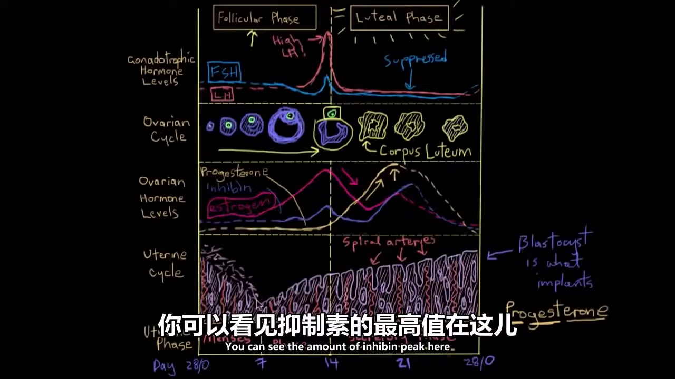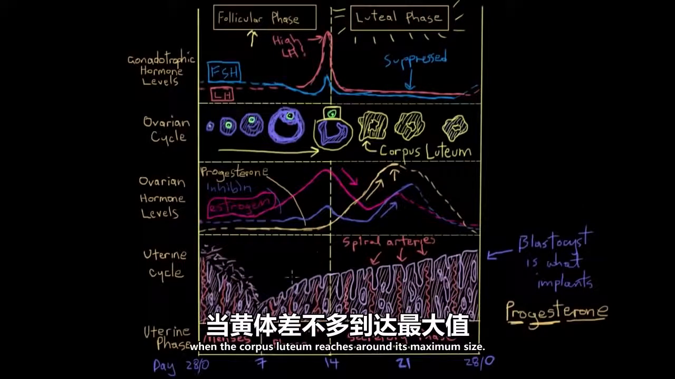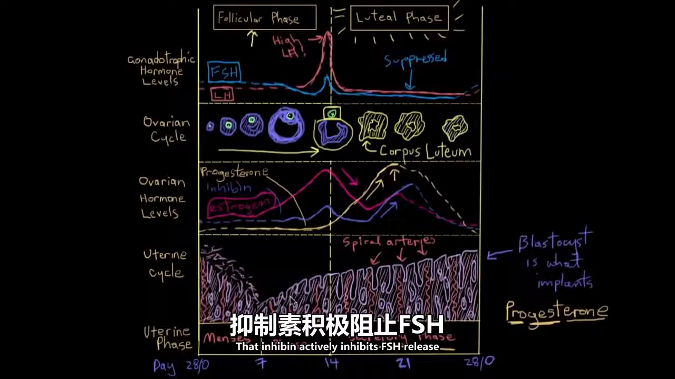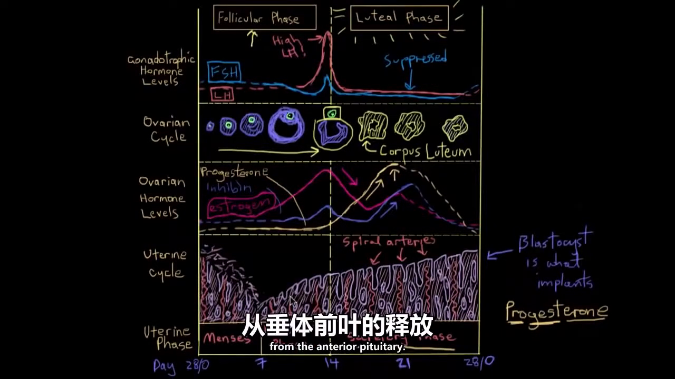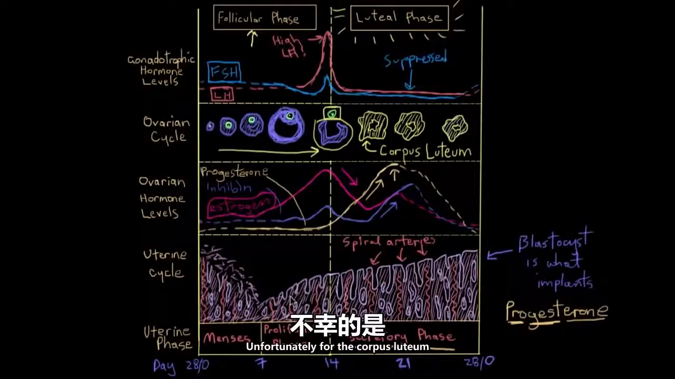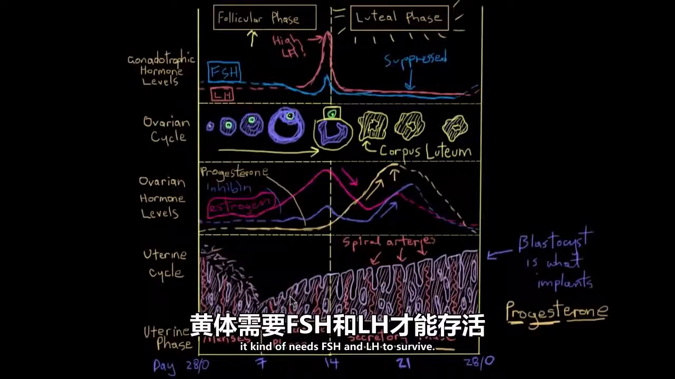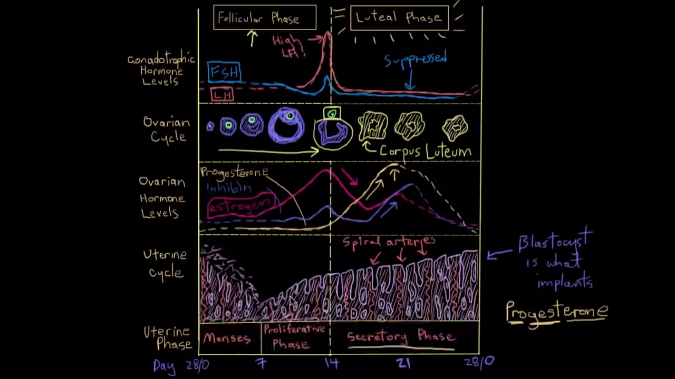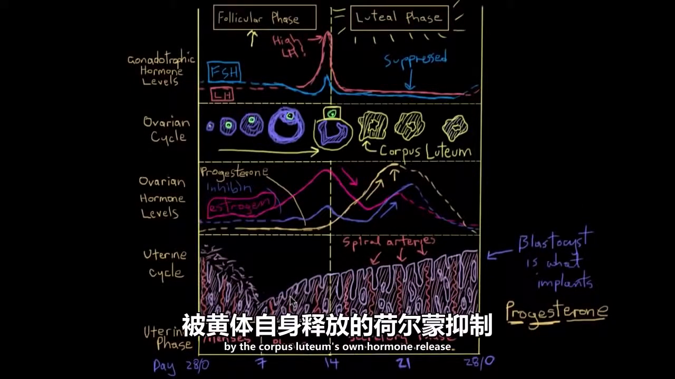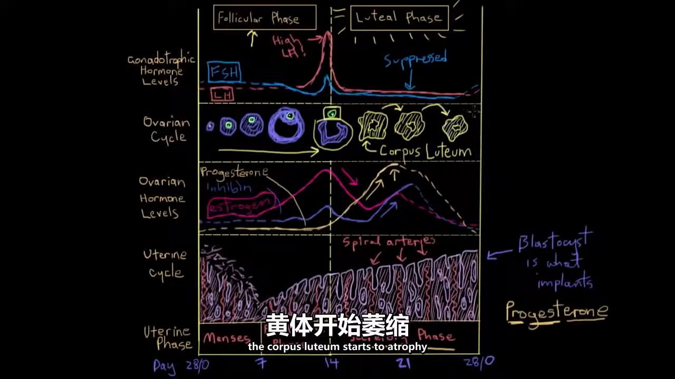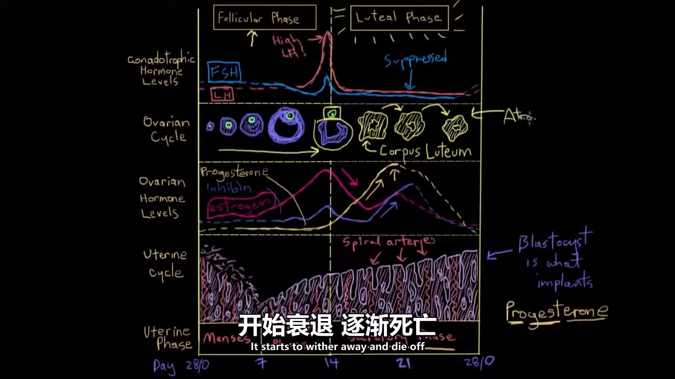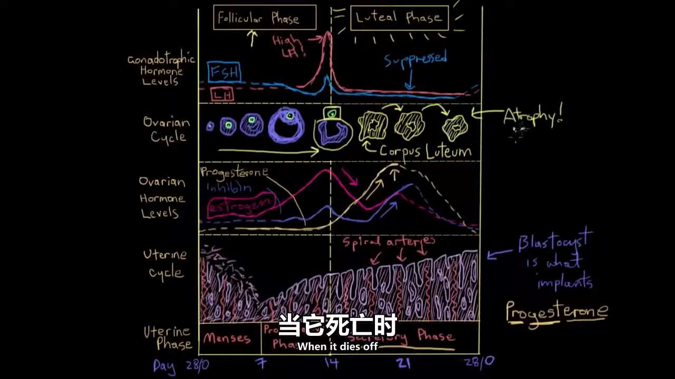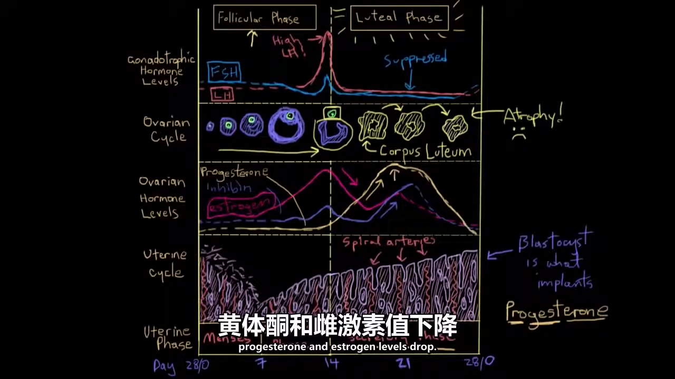And you can see the amount of inhibin peak here when the corpus luteum reaches around its maximum size. And that inhibin actively inhibits FSH release from the anterior pituitary. And so, unfortunately for the corpus luteum, it kind of needs FSH and LH to survive. And since they're being suppressed by the corpus luteum's own hormone release, the corpus luteum starts to atrophy. It starts to wither away and die off. And when it dies off, progesterone and estrogen levels drop.